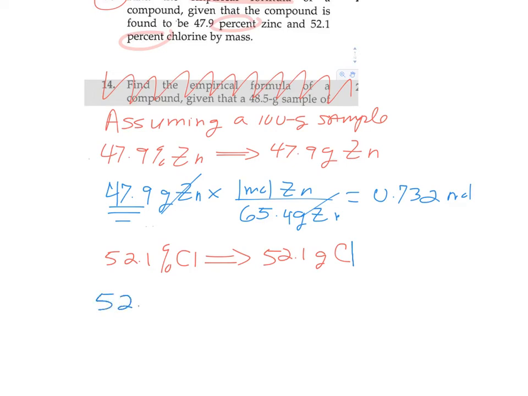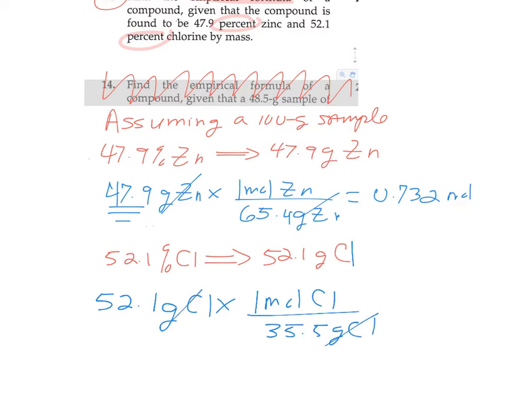I'm going to do the same thing with my next element, which is chlorine. I'm going to convert 52.1 grams of chlorine into moles of chlorine. 1 mole of chlorine from the periodic table is 35.5 grams. Again, note that chlorine is not a diatomic element in this case because we're trying to find the chlorine in a compound and not by itself. 52.1 divided by 35.5 to 3 sig figs is 1.47 moles of chlorine.